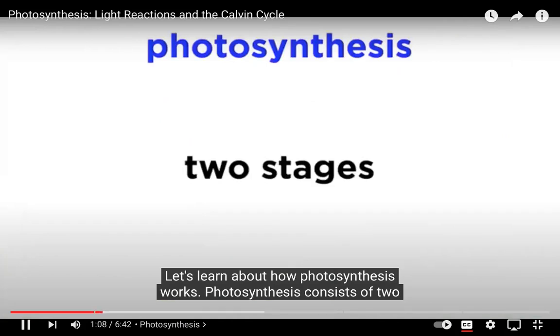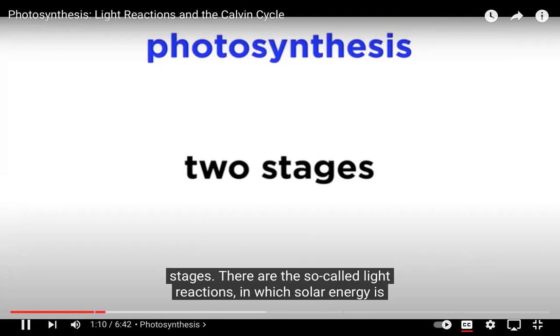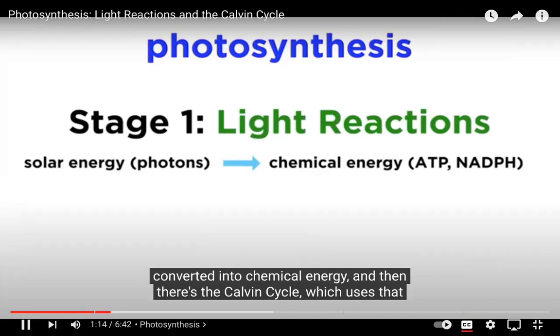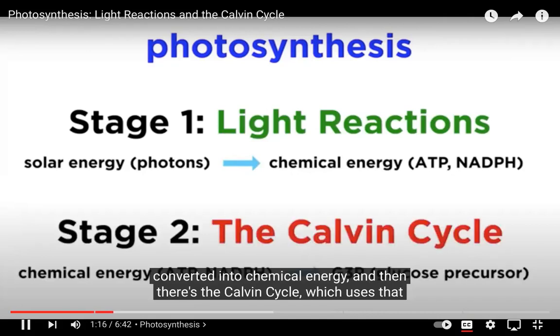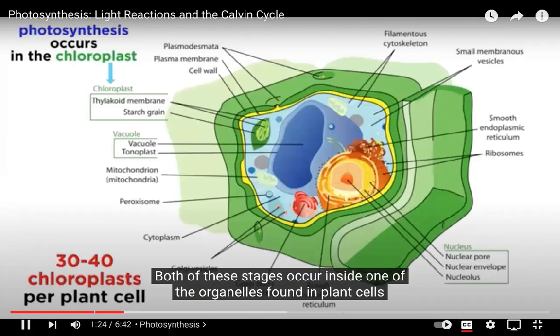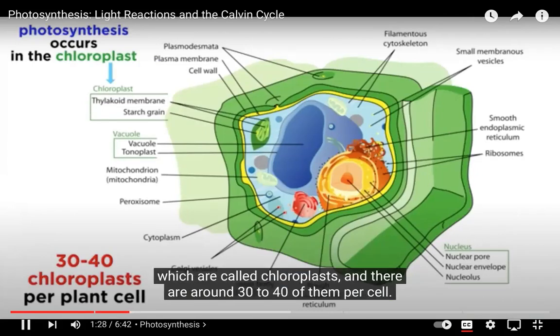Photosynthesis consists of two stages. There are the so-called light reactions, in which solar energy is converted into chemical energy. And then there's the Calvin cycle, which uses that chemical energy to build G3P, the precursor to glucose and other molecules. Both of these stages occur inside one of the organelles found in plant cells, which are called chloroplasts, and there are around 30 to 40 of them per cell.